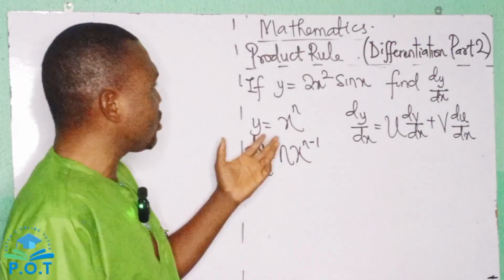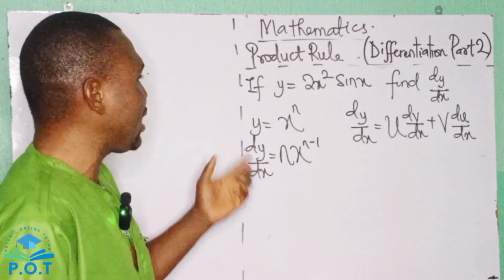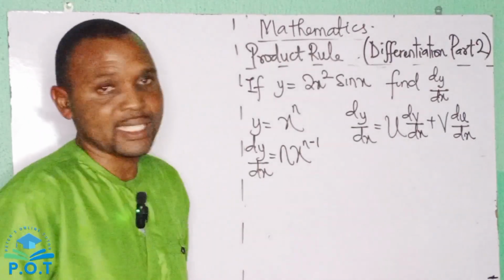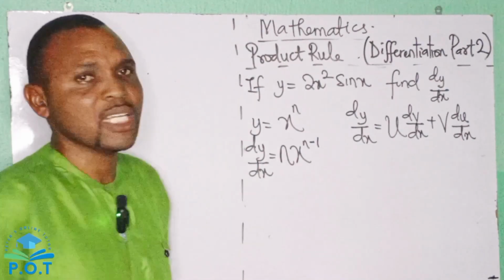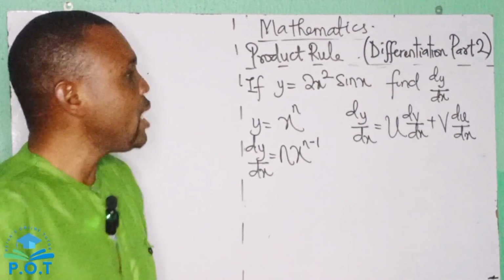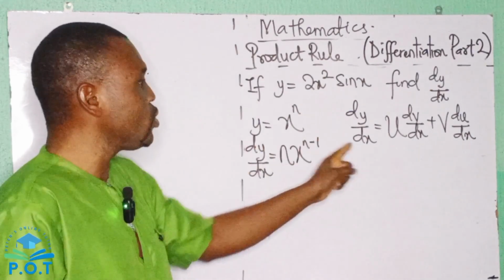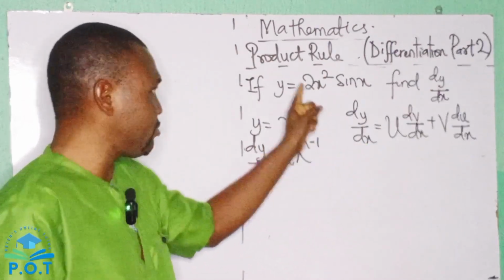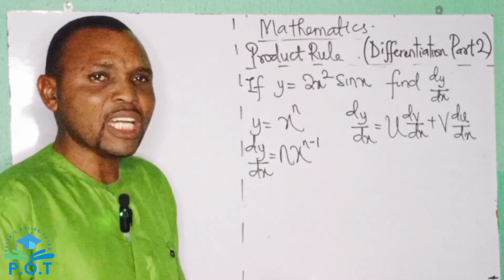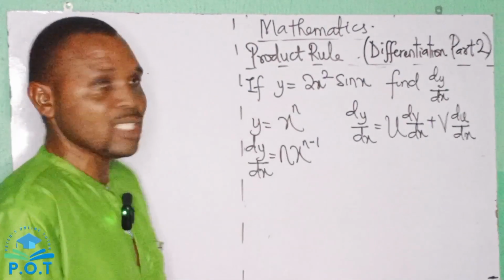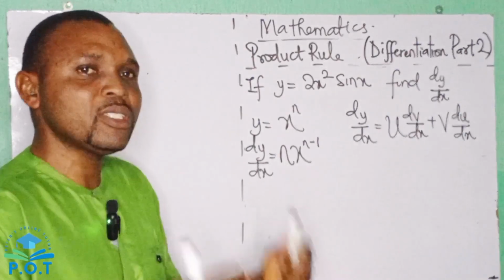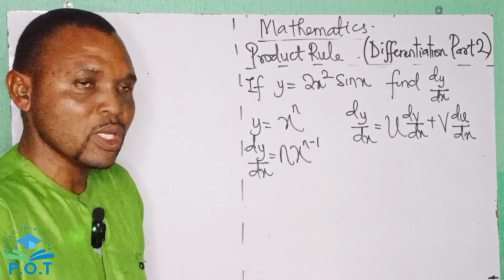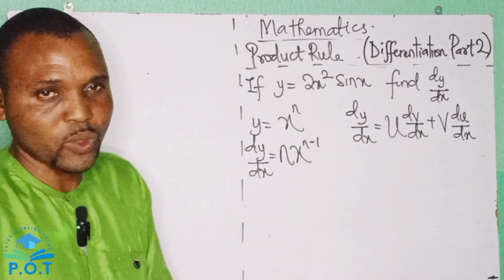Now we have a question on the board. It said if y equals 2x squared sine x, find dy dx. So how do we differentiate a question like this? Now I don't want to use the product rule to differentiate this. So is there another shortcut on how to differentiate this without using the product rule? The answer is yes. So let me teach us how to use the shortcut on how to differentiate this particular question. Let's go.